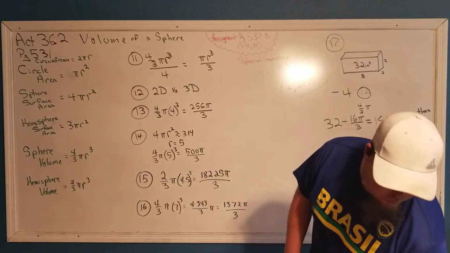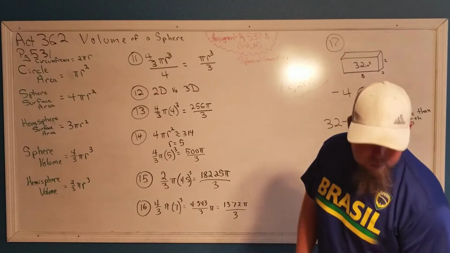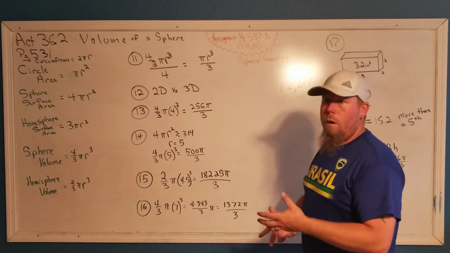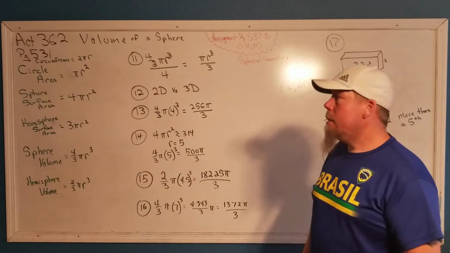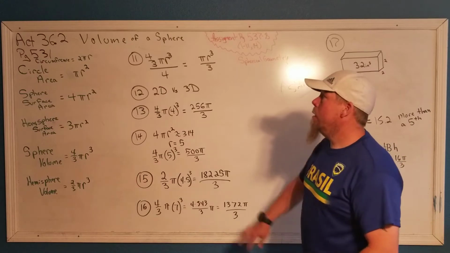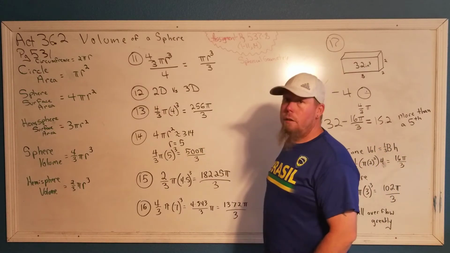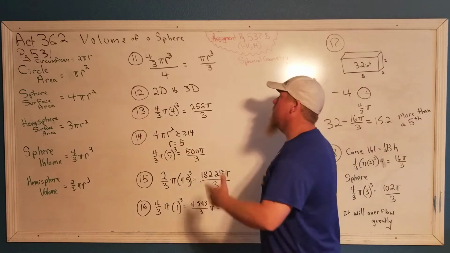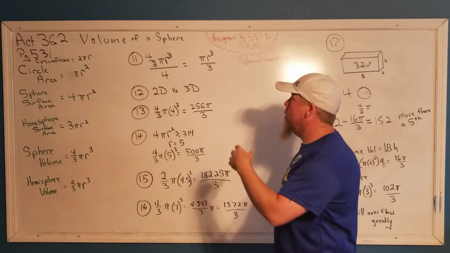So we're going to start with number 11. Number 11 deals with the idea of what would the volume be for 1/4 of a sphere. And so we simply take the formula for the volume of a sphere and you divide by 4. If the original formula was 4/3 pi r cubed, the final answer now is going to be 1/3 pi r cubed, or pi r cubed over 3.